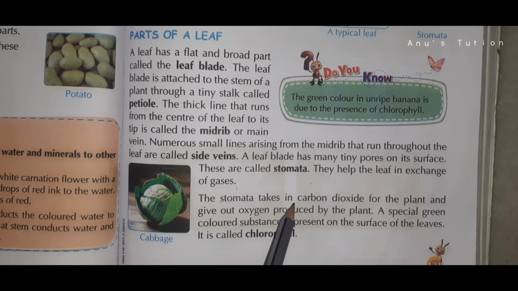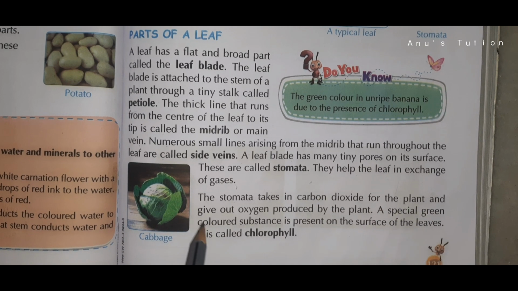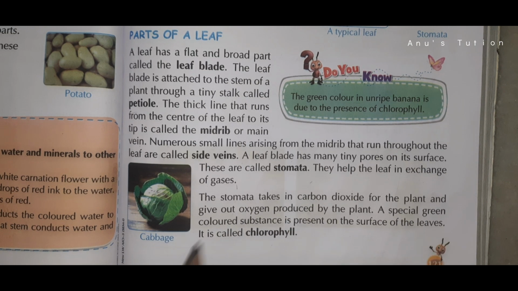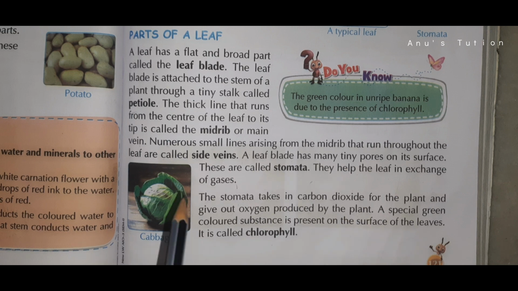The stomata takes in carbon dioxide for the plant and gives out oxygen produced by the plant. A special green colored substance is present on the surface of the leaf. It is called chlorophyll.